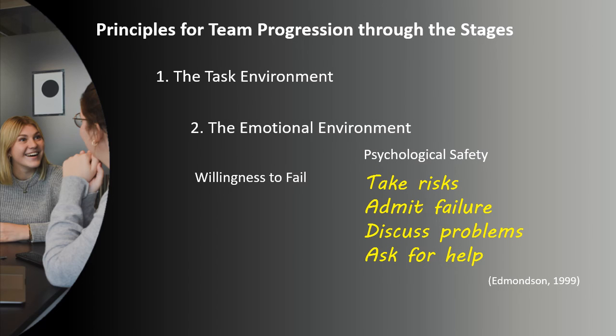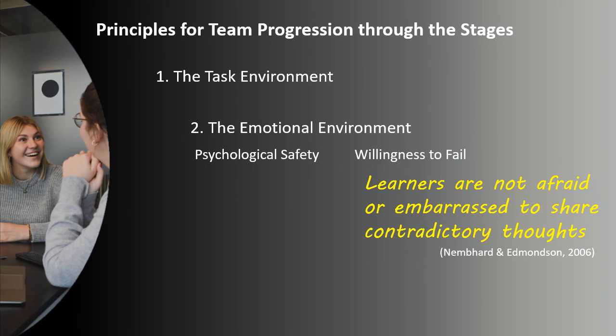Psychological safety is an environment where the student feels safe to take risks, admit failure, discuss problems, and ask for help. It is impossible for a group to reach the performing stage without an environment of psychological safety. Willingness to fail is an environment where learners are not afraid or embarrassed to share contradictory thoughts. Without the willingness to disagree and risk failure, students will reach a safe consensus that doesn't create the synergy intended to be achieved by group work.